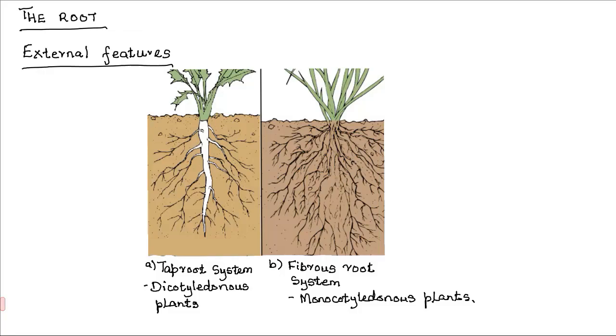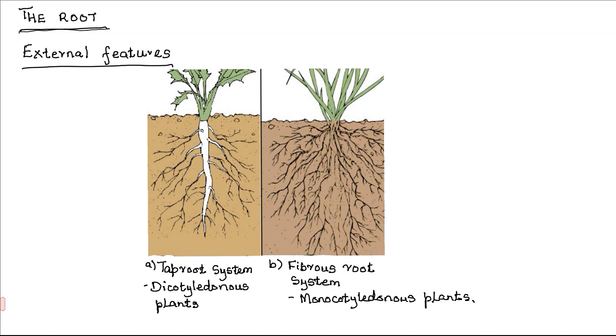In order to understand the mechanisms involved in the transport of substances in plants, we must first look at the structure of the root and the stem and relate this to the function of transport. We start by looking at the external features of the root.